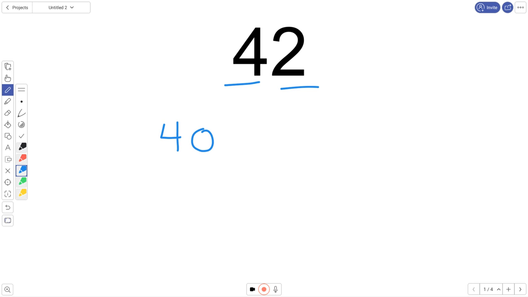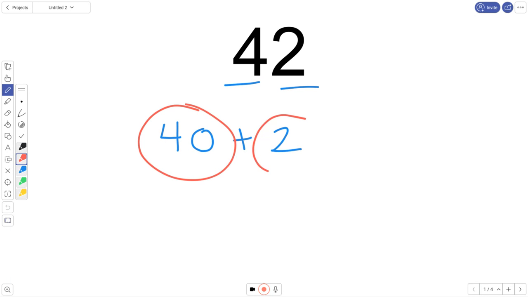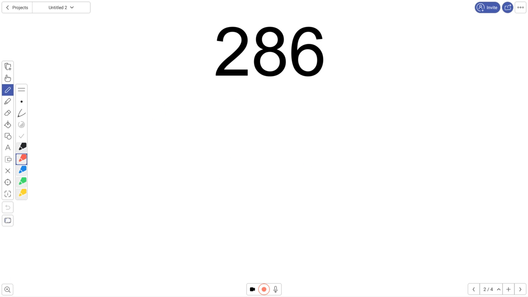All right, and then I have 2 1s. So it would just be 2. So the expanded form for 42 is 40 plus 2. You can see I broke apart the 10s and the 1s. Each of those place values got broken apart, and we just put plus signs, addition signs, in between each of those different place values.